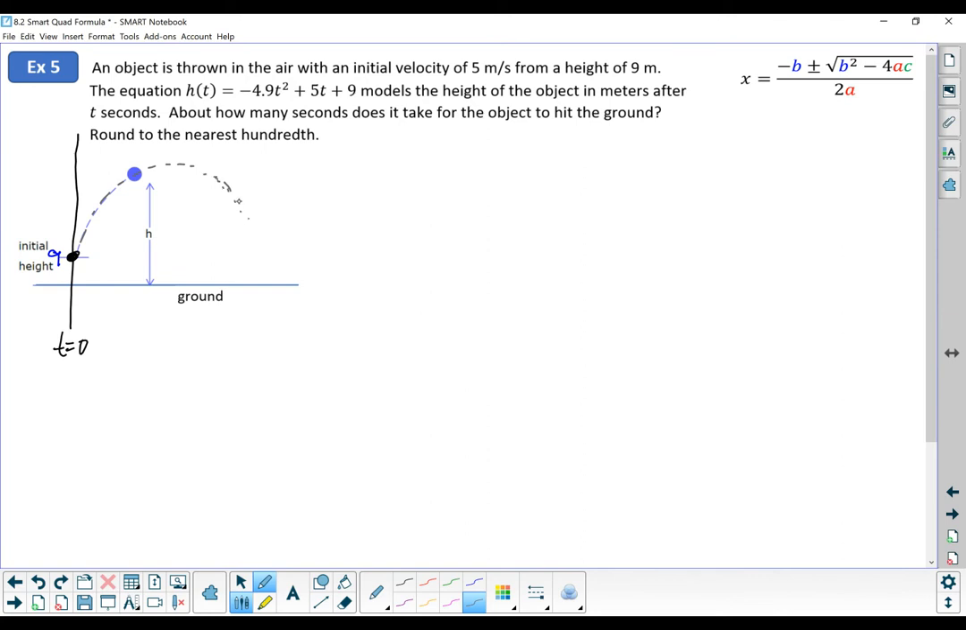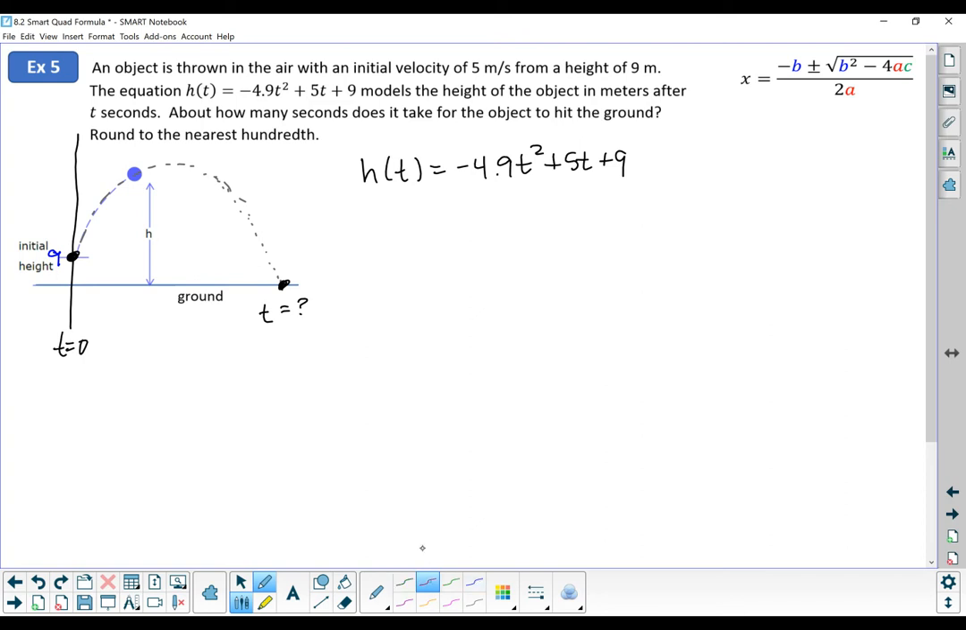And then we've got this parabola modeling how long that ball is in the air, and we are looking for what time the ball hits the ground. We have the equation for this: h of t is equal to -4.9 t squared plus 5t plus 9. And we want to solve for t and know when that ball is going to hit the ground.